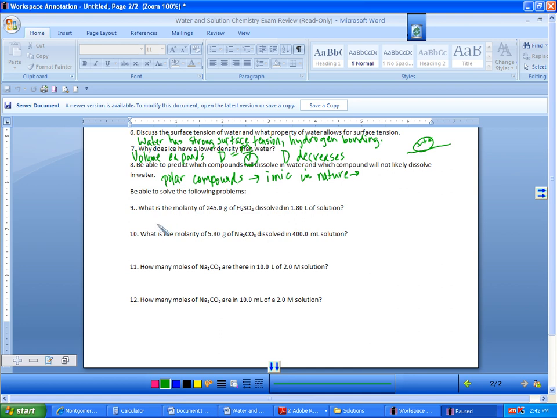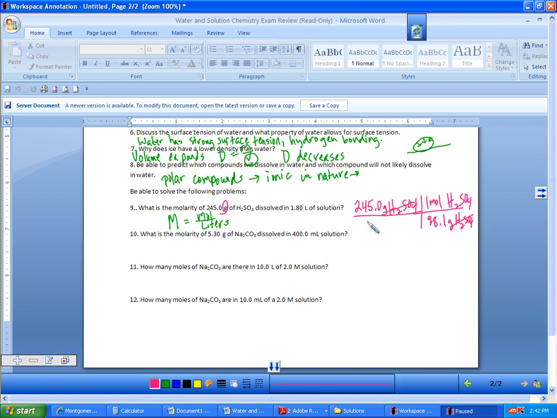Okay, number 9 says, what is the molarity of 245 grams of sulfuric acid dissolved in 1.8 liters of solution? Well, molarity, you have to remember, is moles over liters. However, you do not have moles right there, so we've got to get that into moles. So I'm going to say 245 grams of H2SO4, and then I'm going to use my periodic table to get my GFM. 1 mole of H2SO4 is 98.1 grams of H2SO4.